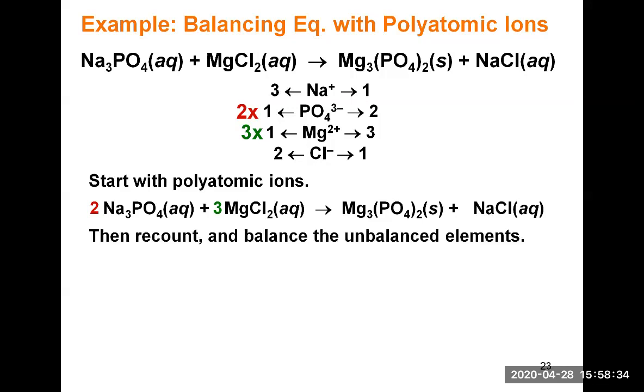Then you need to recount your number of ions and balance what is not balanced. Because those coefficients we added on the left now will change the number of sodium. You see that now we have 2 Na3PO4, which means 2 times 3 Na, it's going to be 6 Na on the left.